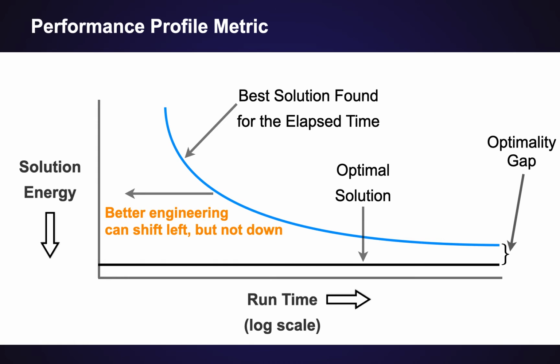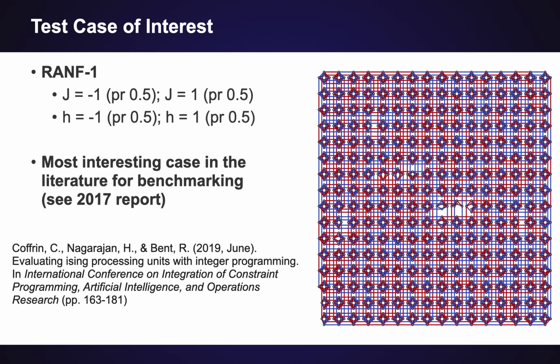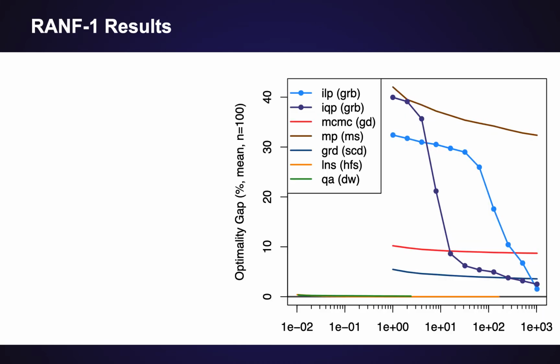Let's begin by demonstrating the methodology with a random field problem, which is well established from the literature. So in this case, the problem generator just sets the quadratic and linear terms to -1 and 1 uniformly at random. In a 2017 report, we proposed that this was the most interesting case for benchmarking in the literature. So let's look at what the performance profile metric for the 7 algorithms we're discussing looks like on this particular problem. So there's the performance profile.